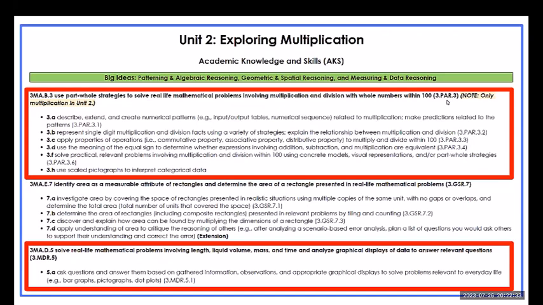Unit 2 is all about multiplication. Although AKS 3 refers to division, this unit is solely about multiplication. Division will be addressed in Unit 3. This unit begins with AKS 3, IOA 3A, where the focus is on patterns. Students will discover how patterns relate to multiplication.